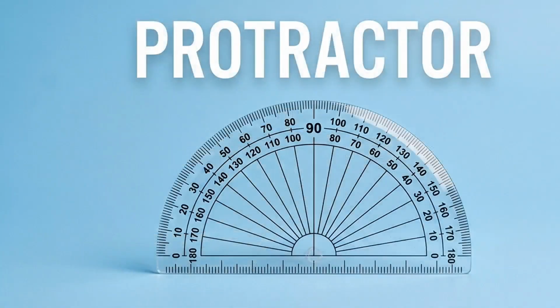A protractor measures angles in degrees. Construction professionals use both plastic and metal protractors to measure, mark, and verify angles during design and installation work. Precise angle measurements are essential for producing strong joints and maintaining the intended structural design.